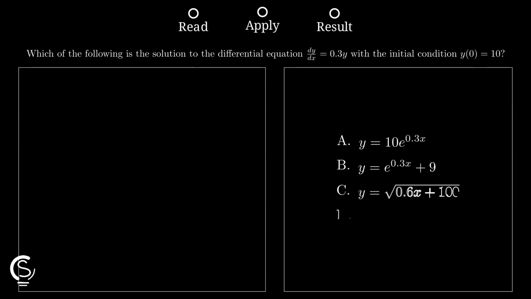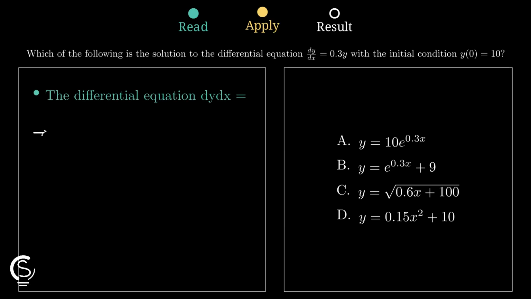Start by recognizing this is a separable differential equation where the rate of change depends on y. We need to move all y terms to one side to begin our integration. Divide both sides by y and multiply by dx to get dy over y equals 0.3 dx. This setup allows us to integrate both sides of the equation independently.